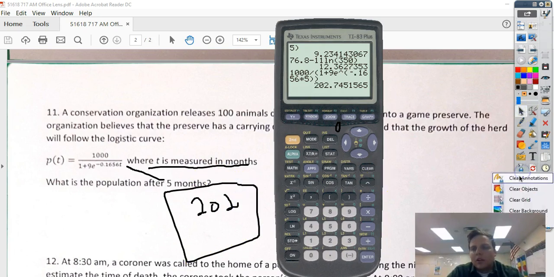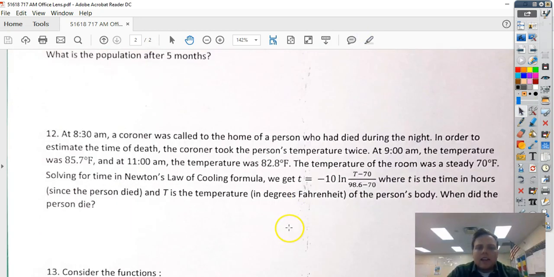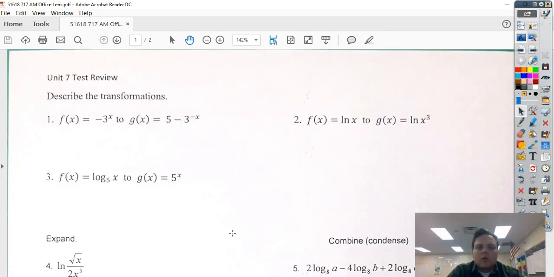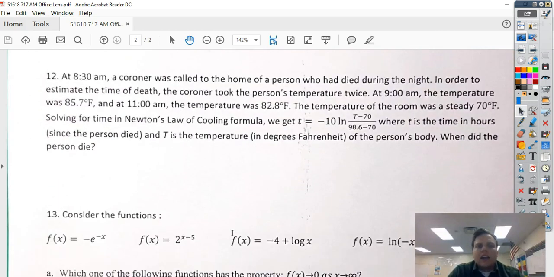Okay. Next problem. At 8:30 a.m., a coroner was called to the home of a person who had died during the night. In order to estimate the time of death, the coroner took the person's temperature twice. At 9 a.m., the temperature was 85.7, and at 11 a.m., the temperature was 82.8. The temperature of the room was a steady 70 degrees. Solving for time in Newton's law of cooling, we get that t equals that formula, where t is the time in hours since the person died, and T is the temperature in degrees Fahrenheit of the person's body. When did the person die?